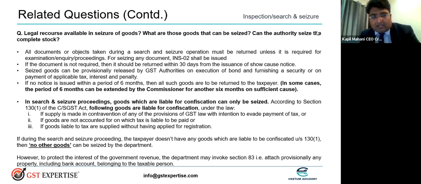According to section 130 of the CGST Act, the following goods are liable for confiscation: if the supply is made in contravention of provisions with the intention to evade tax, if the goods on which tax is liable to be paid are not accounted for, and if the goods liable to tax are supplied without applying for registration. If during the search and seizure proceeding the taxpayer does not have any goods which are liable for confiscation, then no other goods can be seized. However, to protect the interests of the government, the department may invoke section 83 to provisionally attach property, including a bank account.